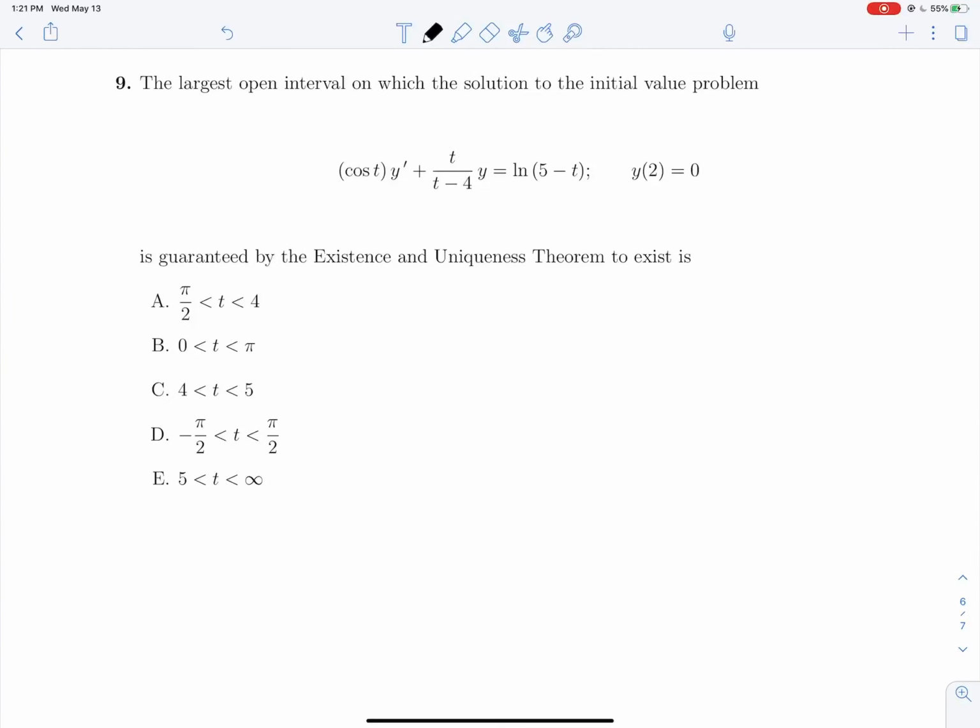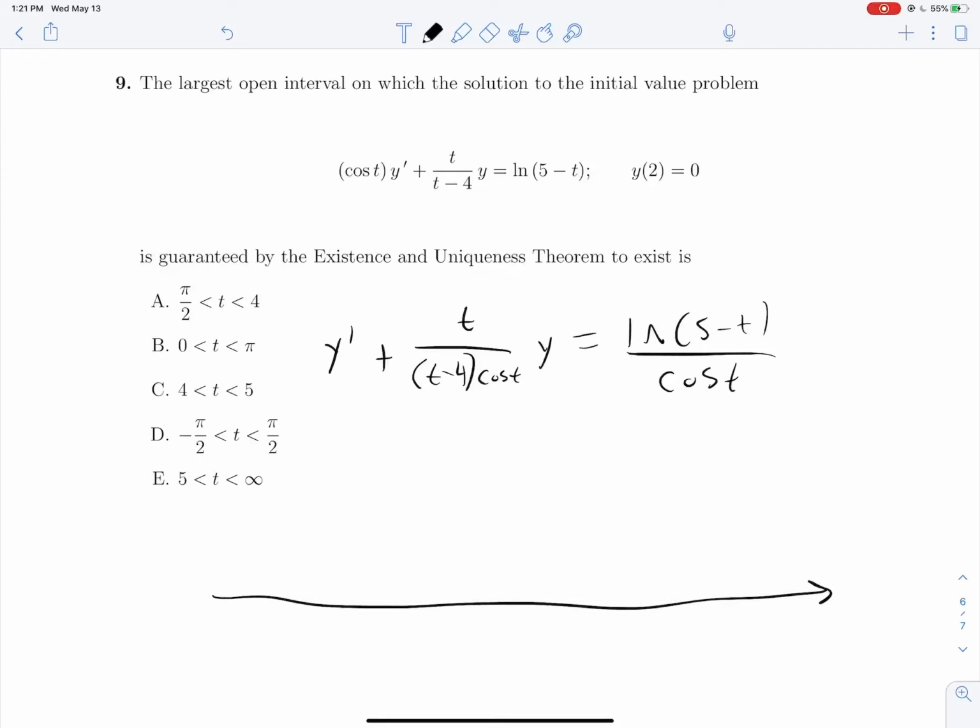9. The largest open interval on which the solution to this initial value problem is guaranteed to exist by the existence and uniqueness theorem is what? Okay, whenever you are given something like this, the first thing you have to do is divide out anything attached to y prime. So y prime plus t over t minus 4 times cosine t times y is equal to ln 5 minus t over cosine t.